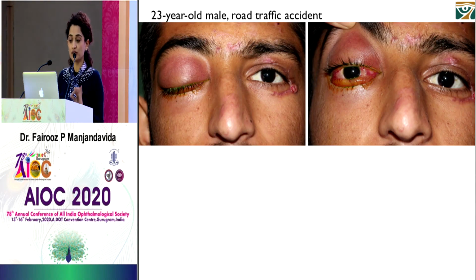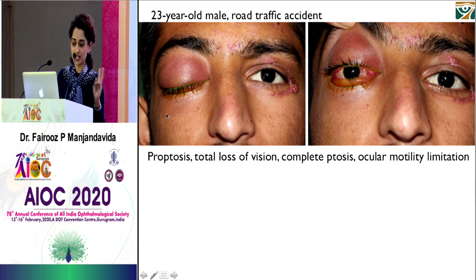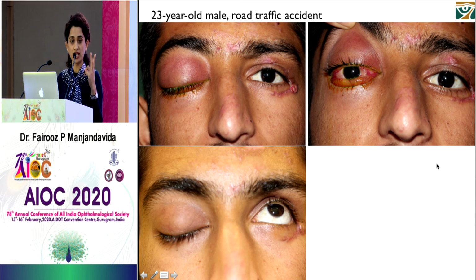This is a 23-year-old male with road traffic accident. What he has is proptosis, total loss of vision, complete ptosis, ocular motility limitation, and he has a bruit. Okay, so this was a case of an arteriovenous fistula involving the internal carotid artery in this patient. He underwent all these interventional vascular surgeries with clipping, etc. of the arteries, and still he had a complete ptosis.